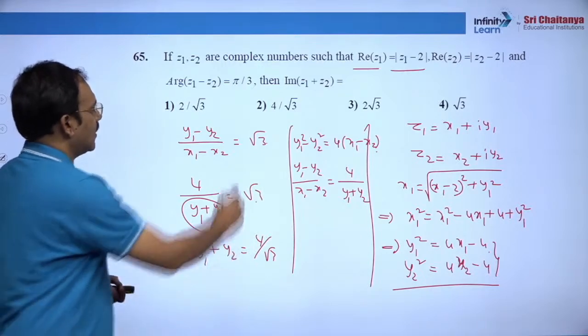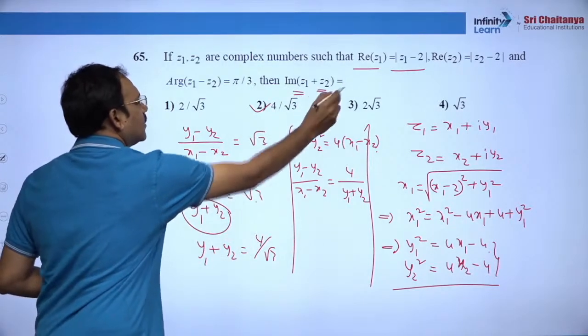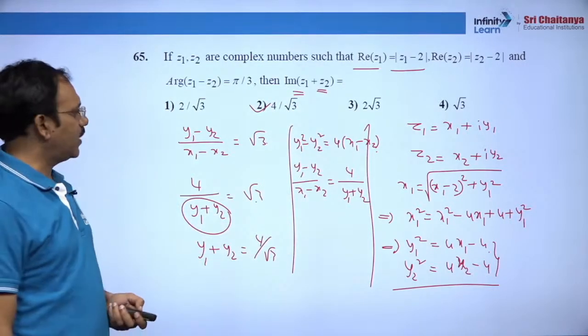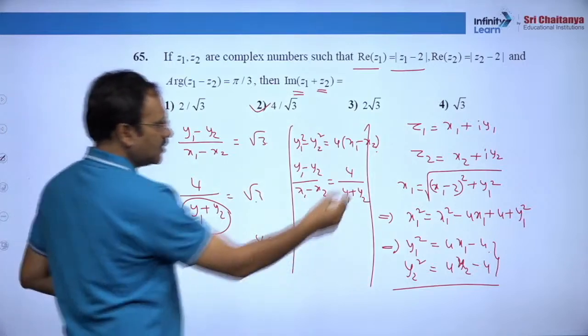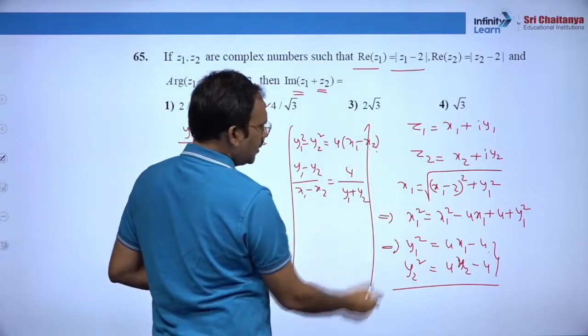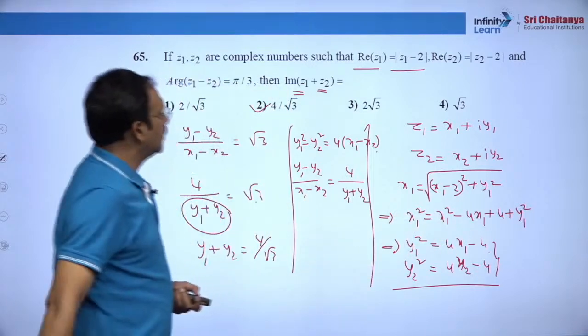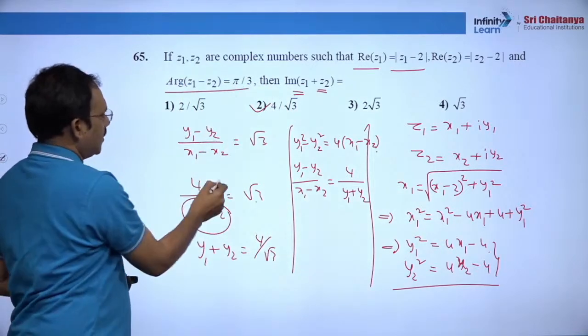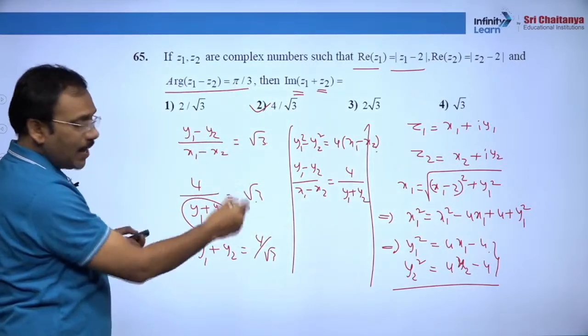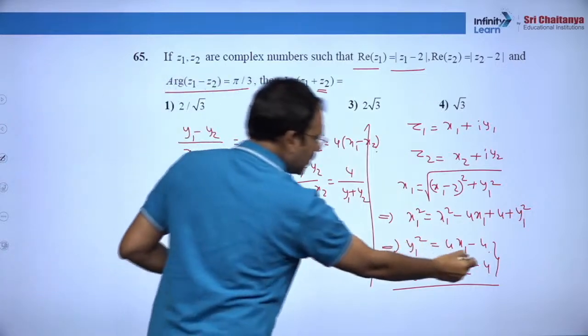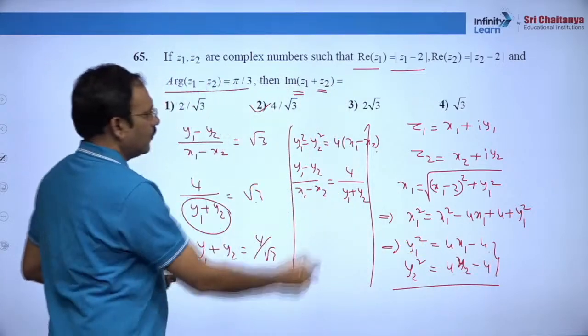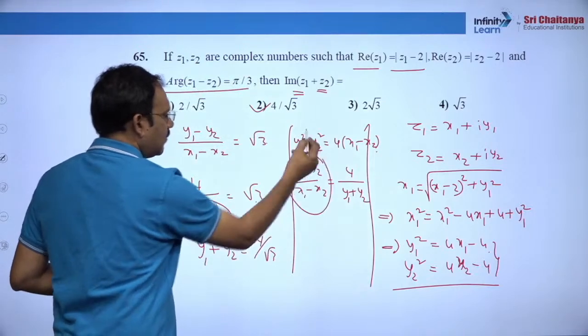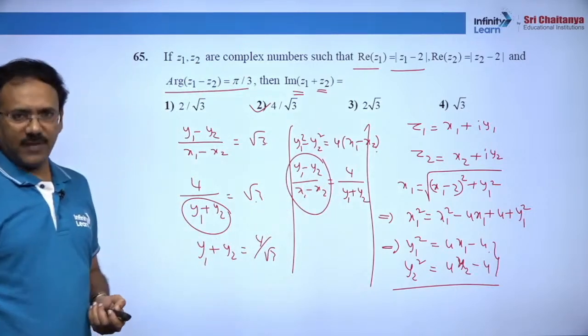That is what he has asked. Imaginary part of Z1 plus Z2 is y1 plus y2 itself. So, I have taken Z1, Z2, applied the condition. This is step 1. Step 2, I have applied this condition. Now, to make use of that, I have just subtracted 1 from 2. We got this condition so that this can be replaced by 4 by y1 plus y2.